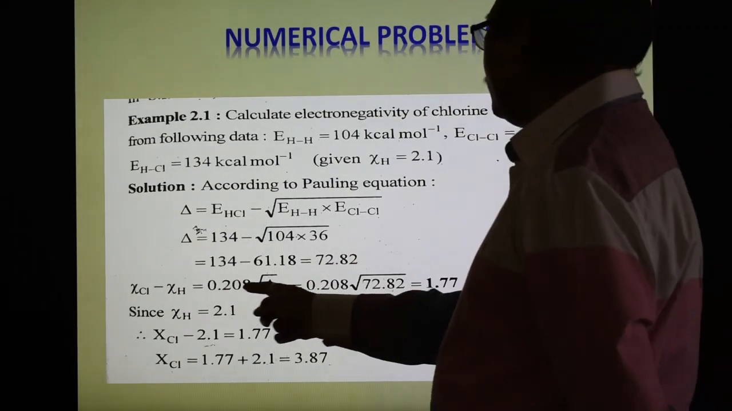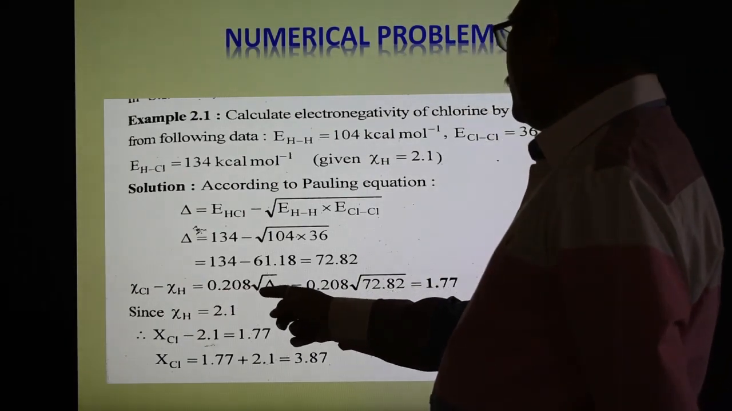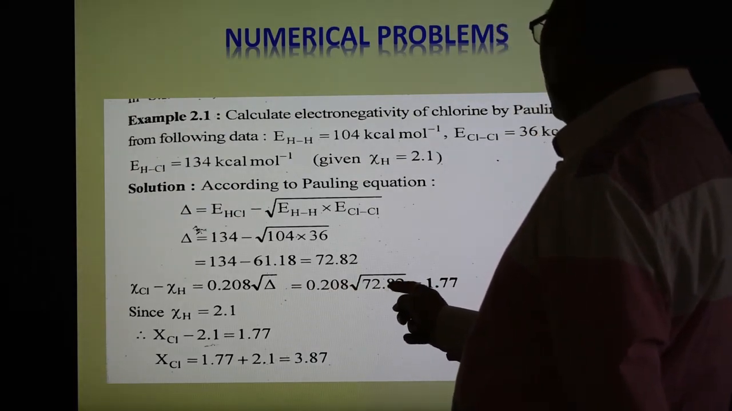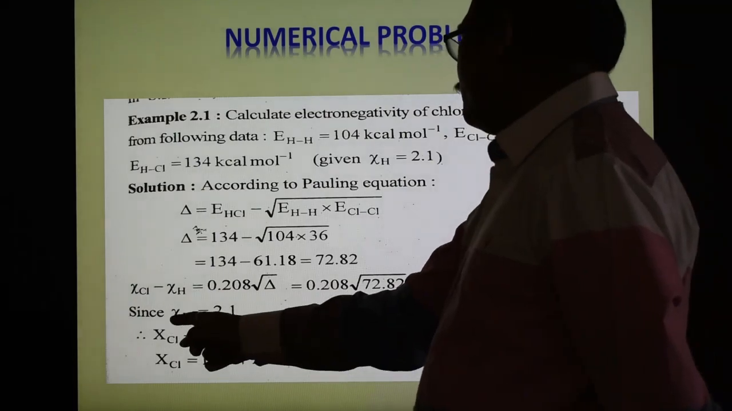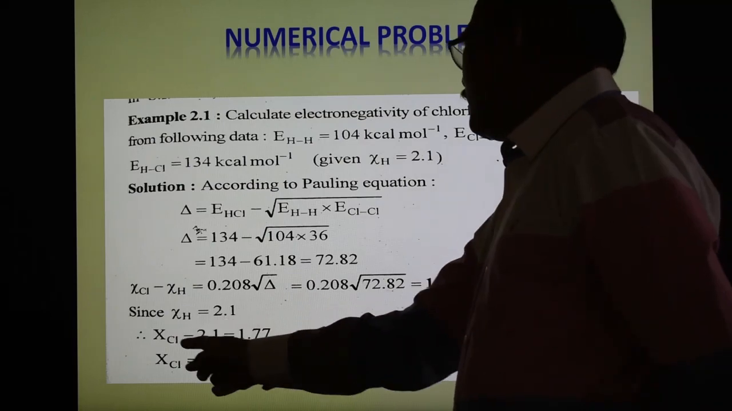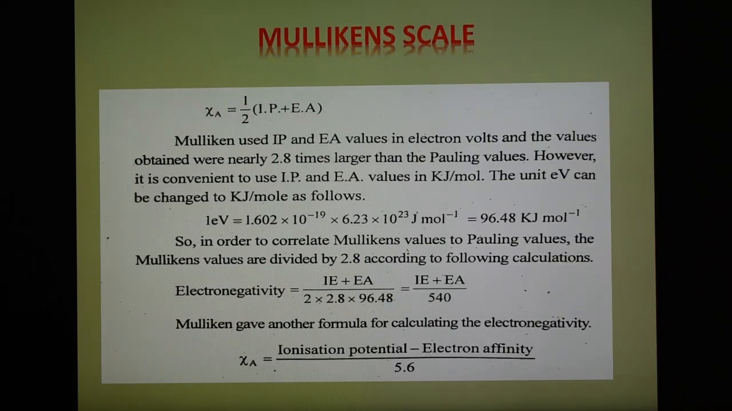Now our Pauling equation is chi Cl minus chi H equals 0.208 square root of delta. Put the delta value 72.82 here. chi H is given as 2.1 in the numerical. So chi Cl minus 2.1 equals 1.77. So the electronegativity of chlorine, chi Cl, can be determined, and it is found to be 3.87. In this way we can calculate it if the values of bond energy are given.